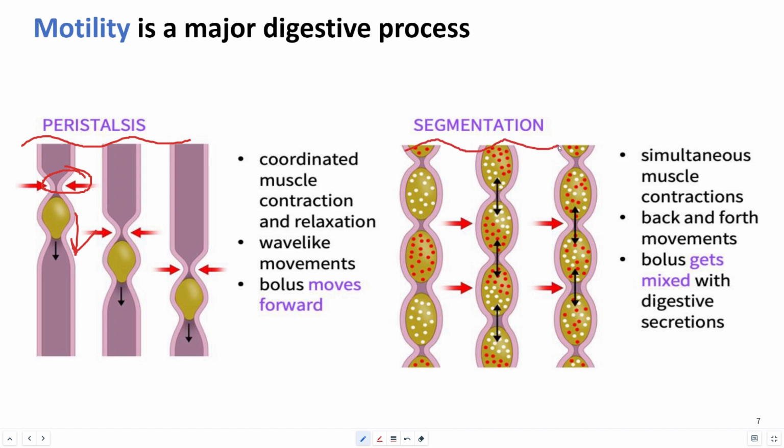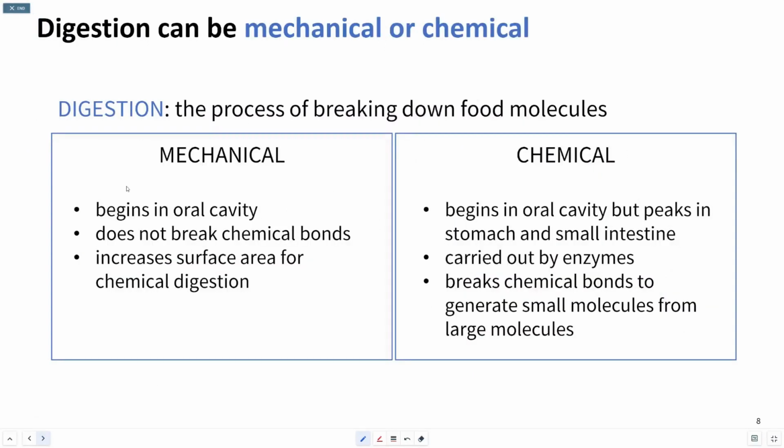This is a simultaneous muscle contraction that goes back and forth. This allows the enzymes and juices to mix in with the food product, allowing chemical digestion to occur. Digestion could be either mechanical or chemical. Mechanical means that it begins inside the oral cavity, where you have the teeth that shear and break down the food products, and does not break down chemical bonds. It increases the surface area for chemical digestion. Chemical breakdown begins also in the oral cavity, but utilizes the saliva, carried out by enzymes like salivary amylase and some salivary lipase to break larger molecules down into smaller molecules.